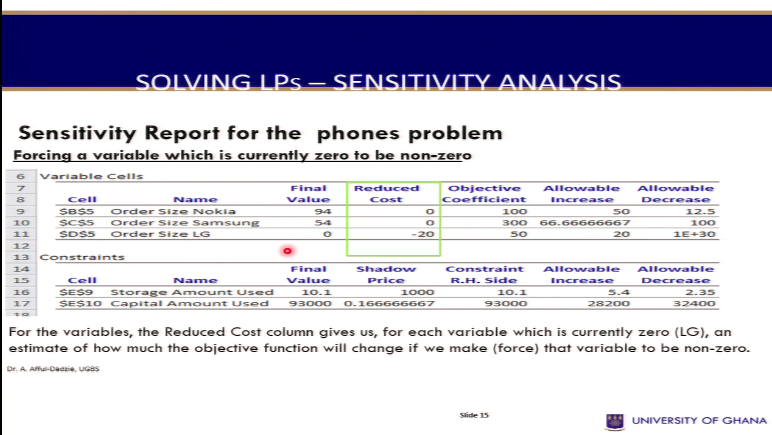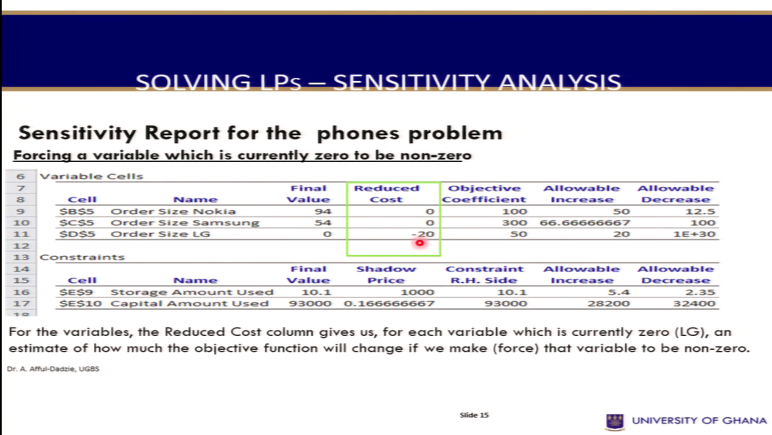To do that, our objective coefficient for LG should go from 50 to something beyond 70. Why are we saying 70? Because we are having 50 plus the absolute value of the reduced cost. Once the objective coefficient for LG goes beyond 70, let's say 71, or even 70.1, or 70.01, or 70.02, you realize that the final value column would have a positive value, and there will be no negative value at the reduced cost, which will tell us that it is profitable for us to order LG. But as it stands now, it is not profitable for us to order LG, but it's profitable for us to order Nokia and then Samsung.